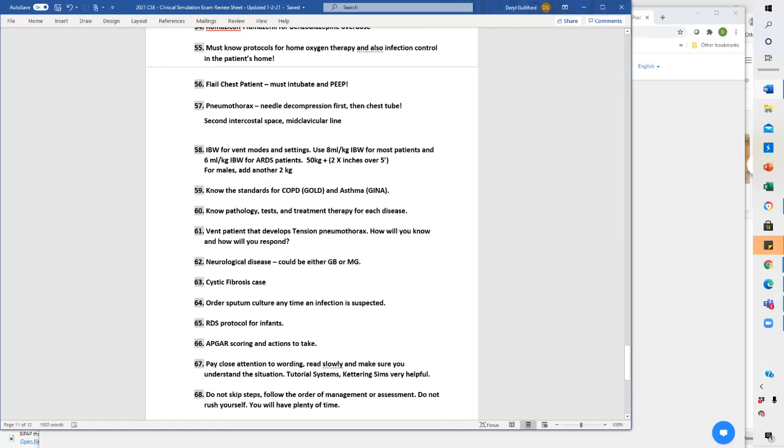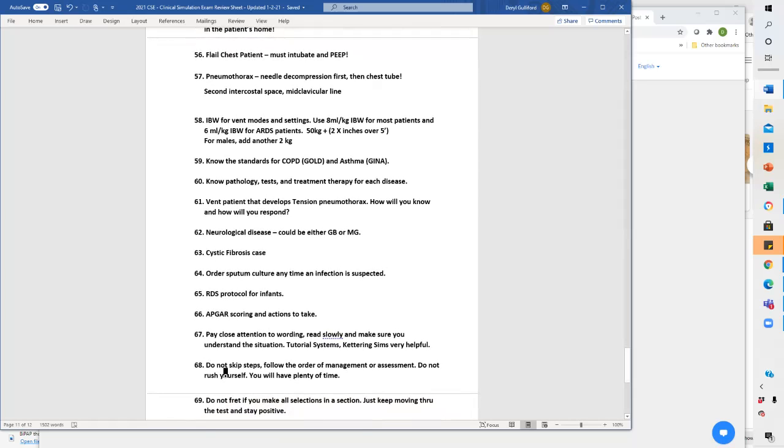This is a direct quote from a successful clinical simulation graduate from just a few days ago. Pay close attention to wording, read slowly, and make sure you understand the situation. Tutorial systems and Kettering Sims are very helpful in terms of practicing that.